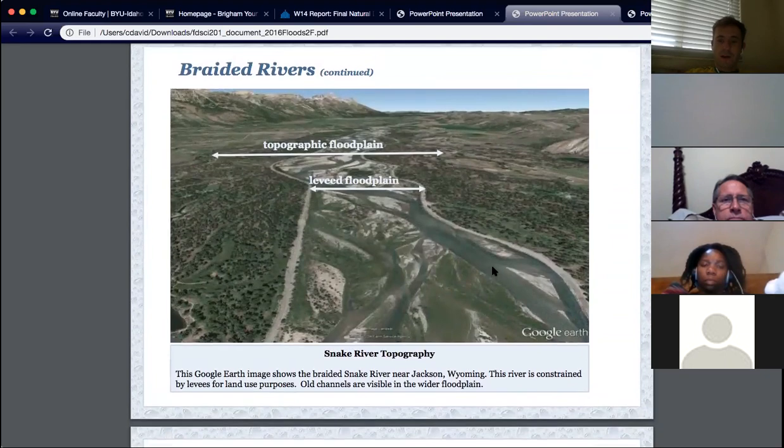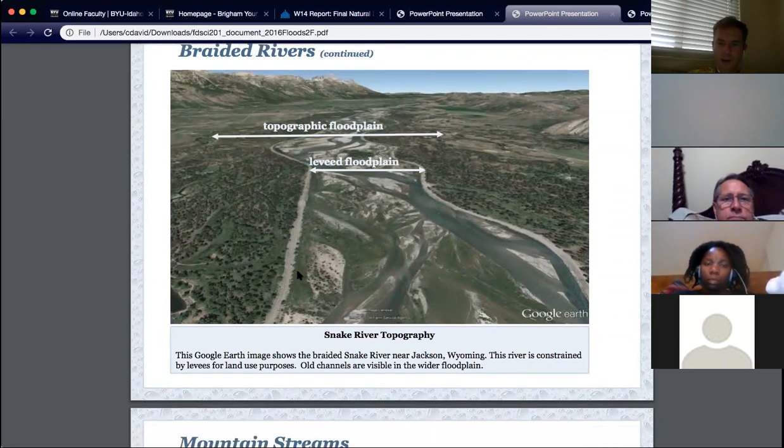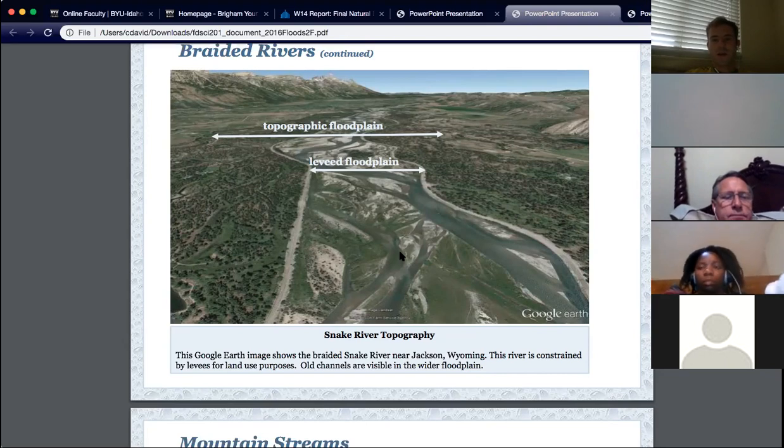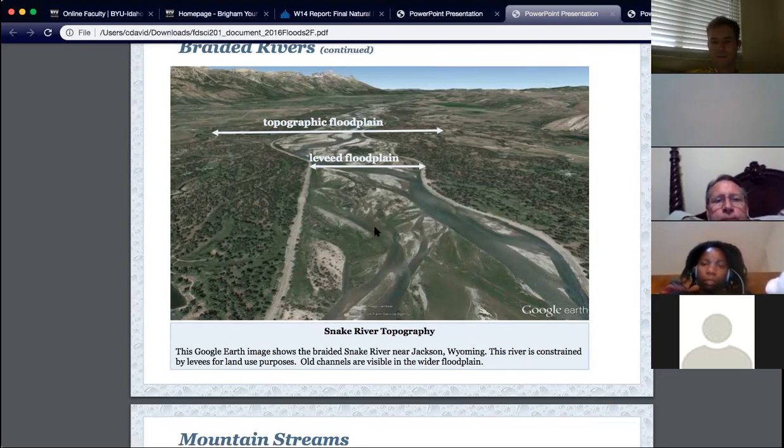So here is the Snake River in Idaho. This one right now is a braided river. You can see all the braids and tributaries coming off. Here's the leveed floodplain. Here's the topographic floodplain. They're saying to here, it's probably maybe a little bit higher by here, but yeah. So you can see, it looks quite a bit different. And you can see old channels up through here and everything. And these channels will be frequently changing. These channels are not stationary. They're moving just like the meanders in the meandering river. These little guys are moving all over the place all the time. Even within a few years, it'll look completely different.